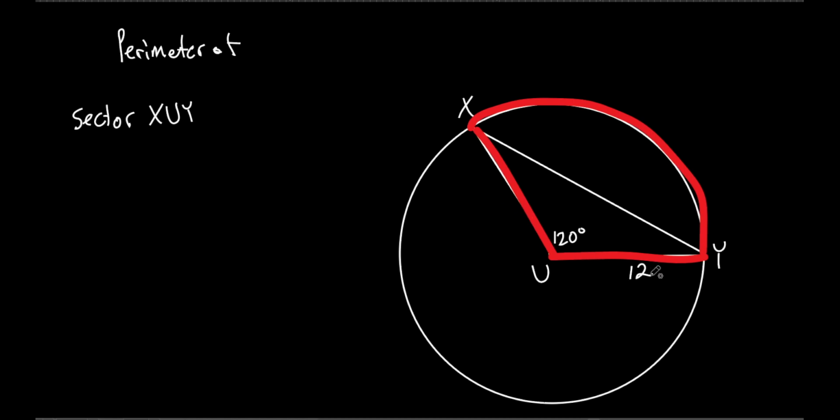If that radius is 12, what's this XU? That's also 12. Let's change it back to white. All right. So really, to find the perimeter of the sector, it's not that big of a deal. It's 12 plus 12, that's 24, right? So we can do that with very, very minimal effort. What's the part that we really got to do some work on?